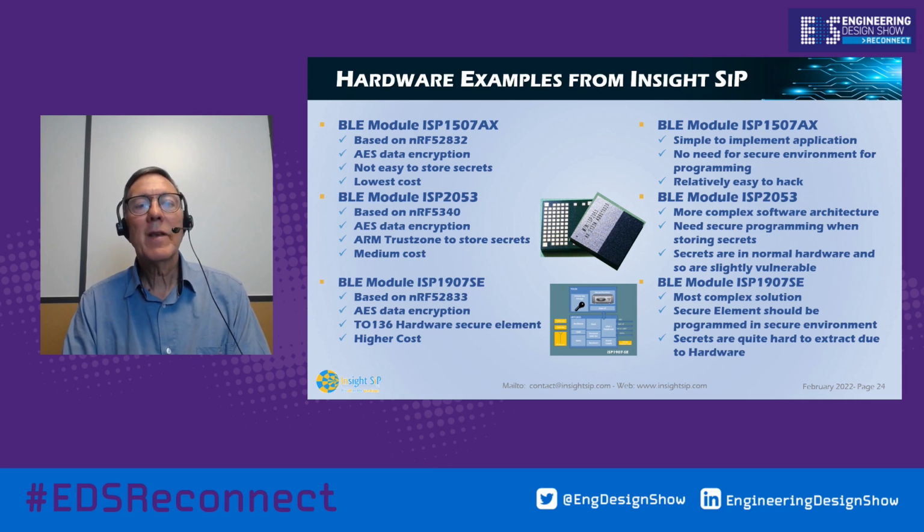The cost relative to the 1507, the 2053, is slightly more expensive. It has the same size, more or less, not quite the same footprint. It has a more complex software architecture. It has two processors, so it makes things a little bit more complicated for the software engineer. It needs secure programming techniques to secure the secrets. You may want to do that in a secure environment, not just out in the open lab. You may want to do it where nobody else can get at the secrets.